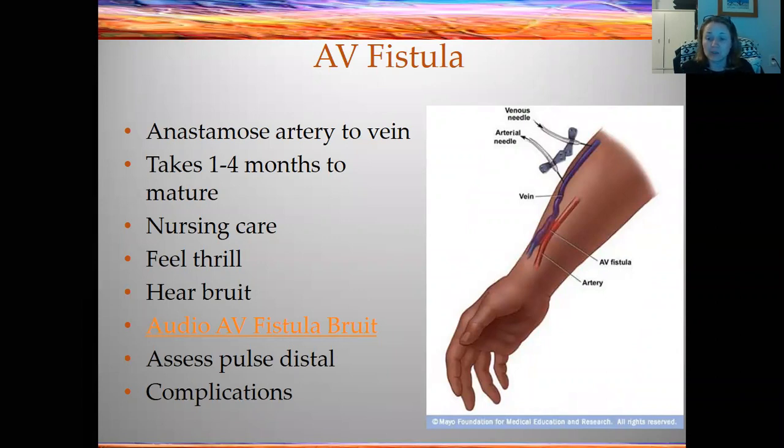A pseudoaneurysm is also a risk. So it's if you have a collection of blood between the layers in the artery, and it may be pulsatile and would form underneath that vasculature. So that's something to look out for as well.